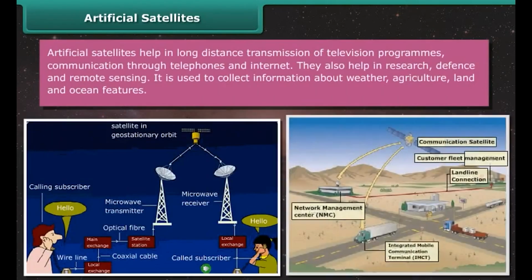Artificial satellites help in long-distance transmission of television programs, communication through telephones and internet. They also help in research, defense, and remote sensing. They are used to collect information about weather, agriculture, land, and ocean features.